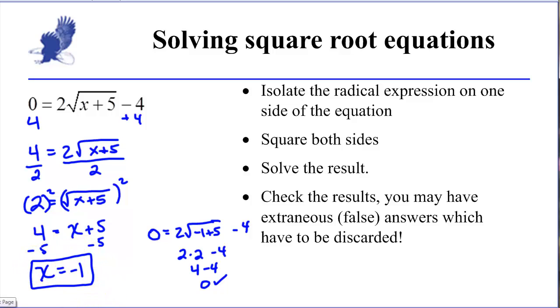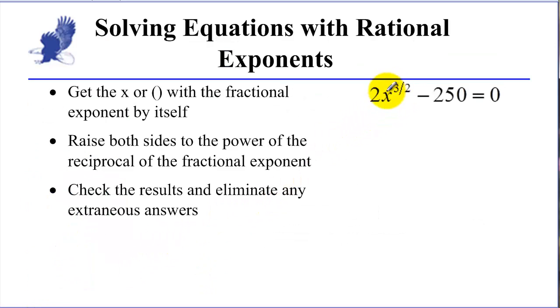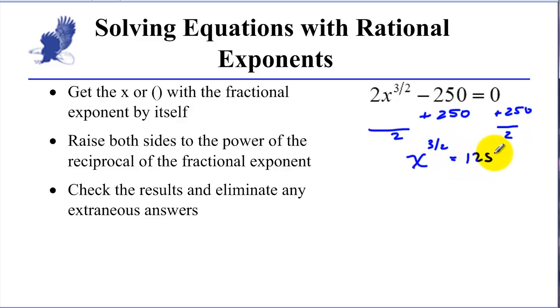Now, a similar procedure works for equations that have fractional exponents. Remember, there's a relationship between fractional exponents and radical symbols. We reviewed that in my video on exponent properties or exponent rules. We want to get this by itself, so let's get to that step. So we're going to add 250 to both sides. And then I'm going to divide both sides by 2. And we get to the point where we have x to the 3/2 equals 125.